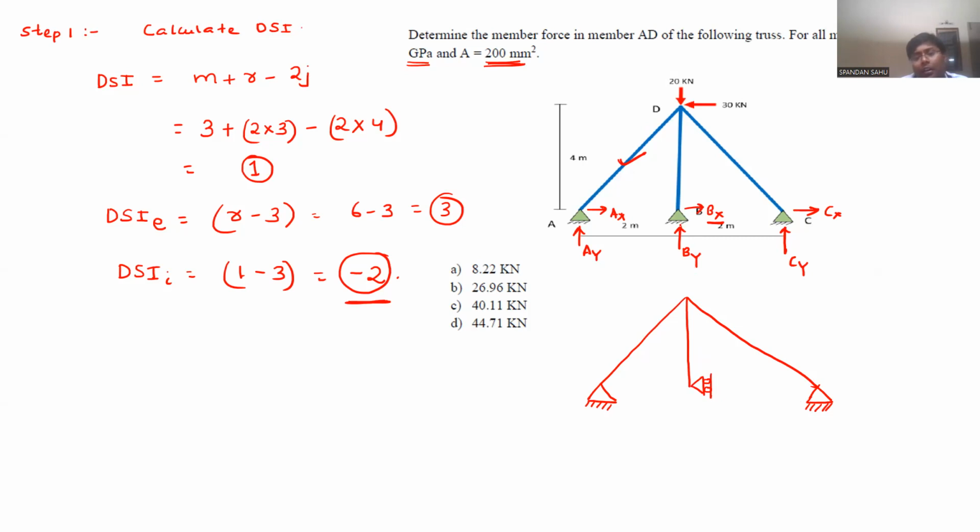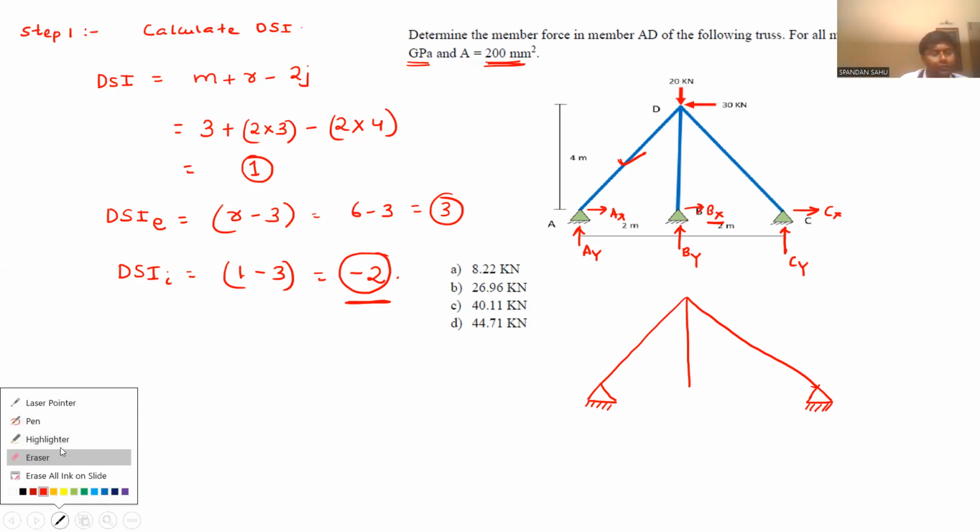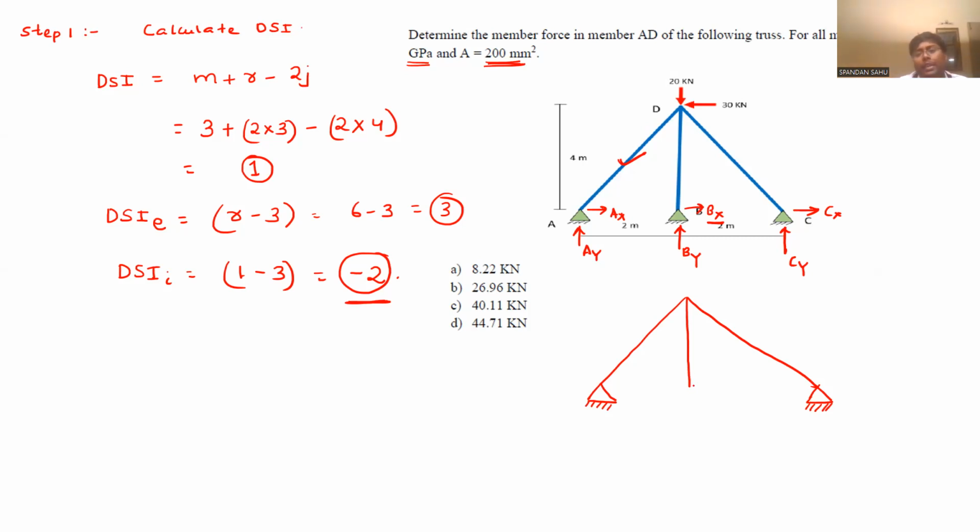Sorry, sir, BY. If you will release BX, your structure will become like this. You are getting now how I am changing those supports as per our need to convert our main structure to primary structure. Now check. If you are taking this structure, this is statically determinate and stable.